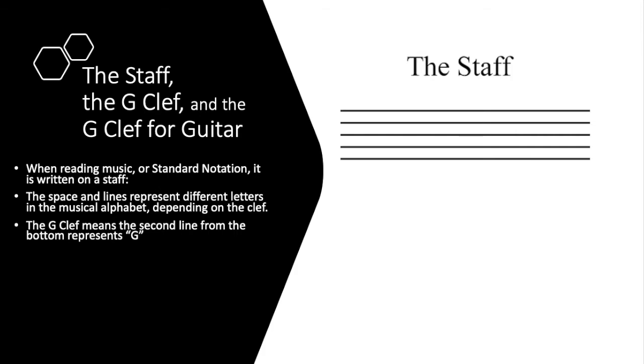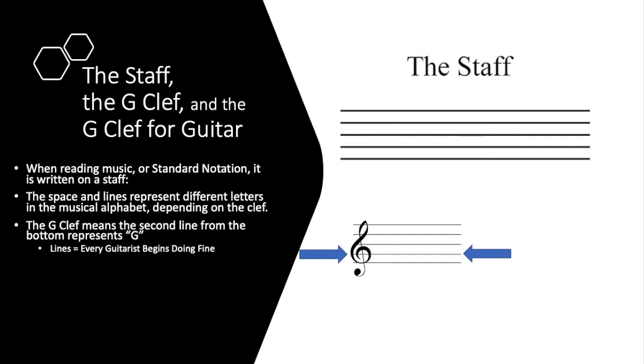And the clef that we'll be focusing on for the guitar is the G clef. The G clef means that the second line from the bottom represents G. If this is the case, then the lines end up being every guitarist begins doing fine if you go from the bottom up, or every good boy deserves fudge. Maybe you've heard that before if you've ever had a music class. This means that the spaces spell face. And you can see that there's this alternation. If you go from line to space, you have E is the line, F is the space. G is the line that we determined by using the G clef, A is the space that follows. B is the line above the G line, C is the space that follows, and so forth.